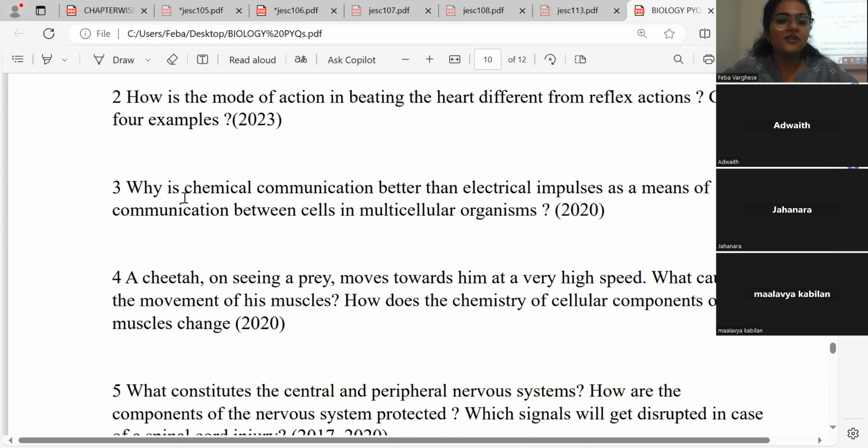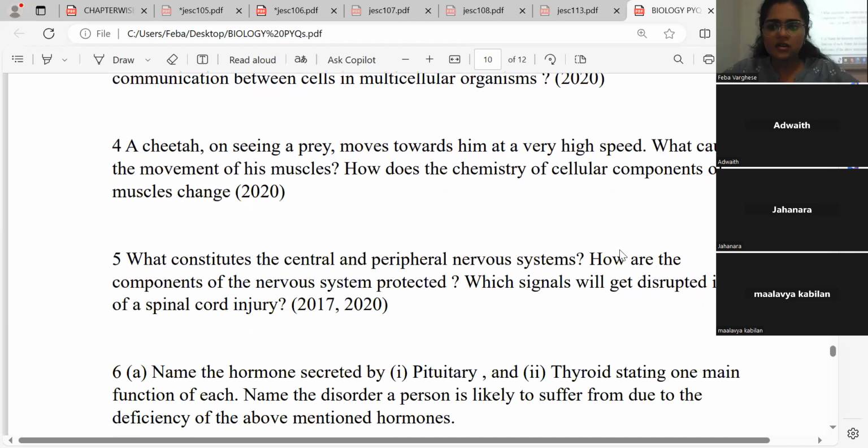All right. Now, why is chemical communication better than electrical impulse as a means of communication between cells in multicellular organisms? We said about 2 reasons, right? Chemical communication is better because hormones reach all parts of your body, and also they can be released as and when required. It's not like they need a reset mechanism or resetting time so that they can be transmitted again. Is it clear, guys? Online students following? Yes, ma'am.